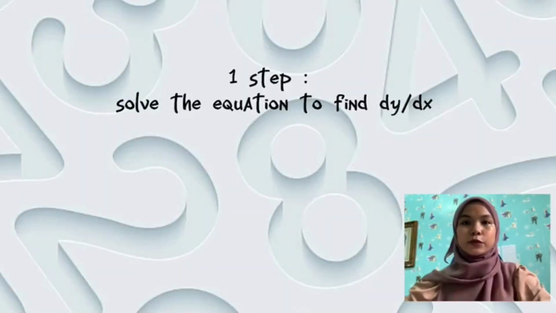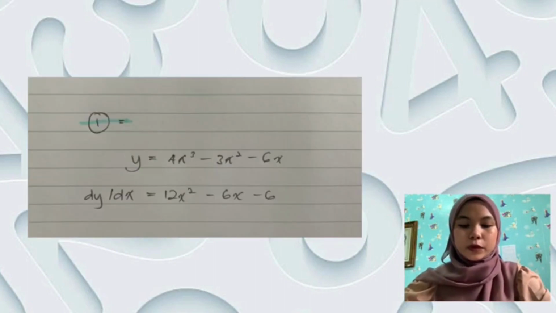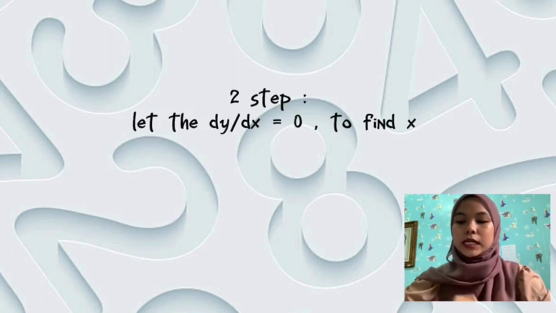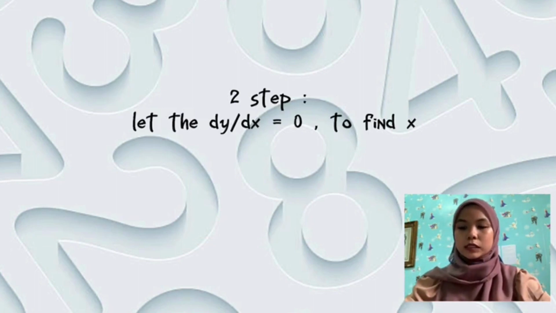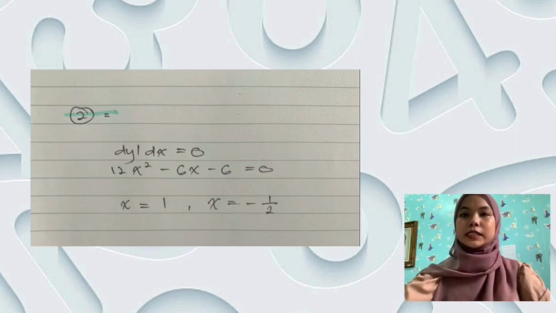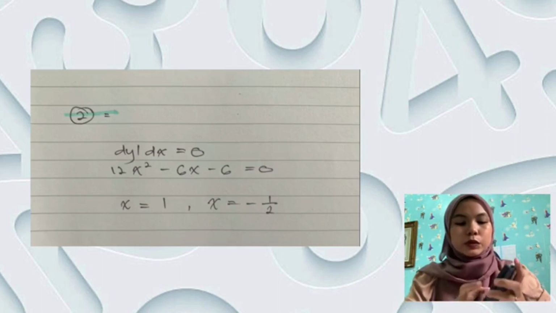To determine the stationary point, we have 4 steps. First step is to differentiate the equation to find dy over dx. y equal 4x cubed minus 3x squared minus 6x. So dy over dx is 12x squared minus 6x minus 6. For the second step, let dy over dx equal 0 to find x. So 12x squared minus 6x minus 6 equal 0.